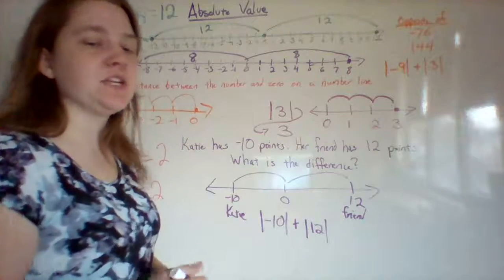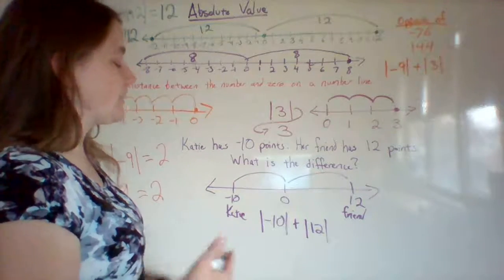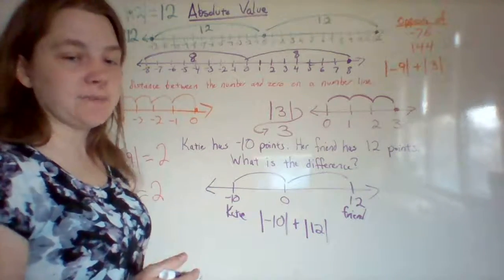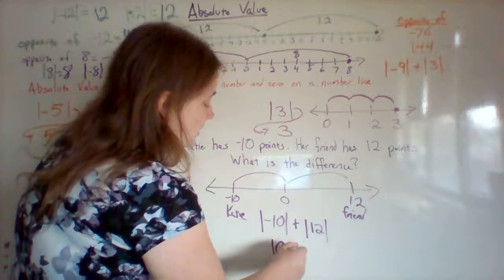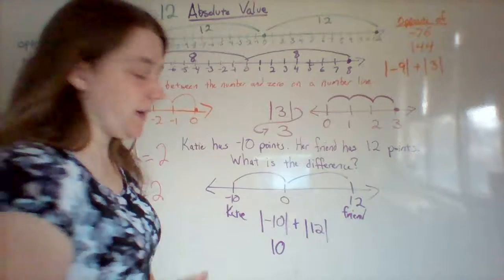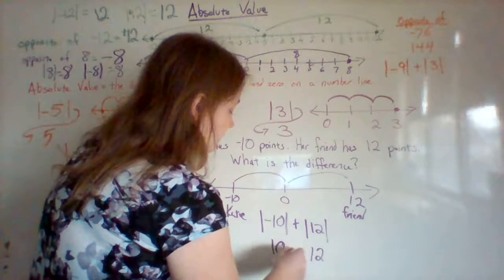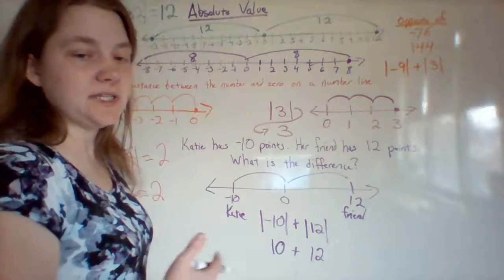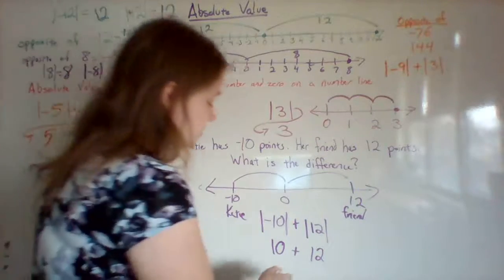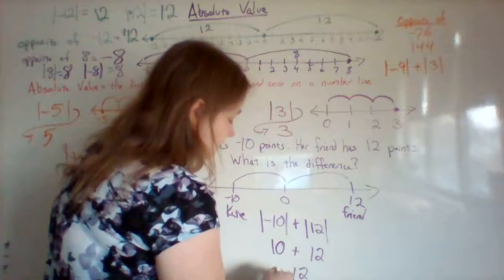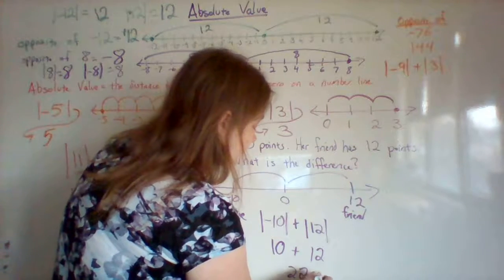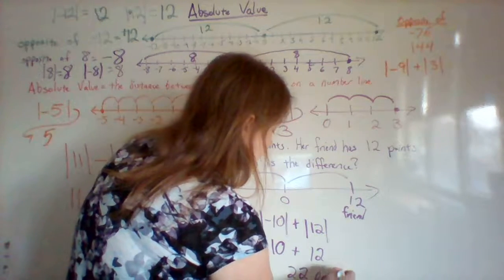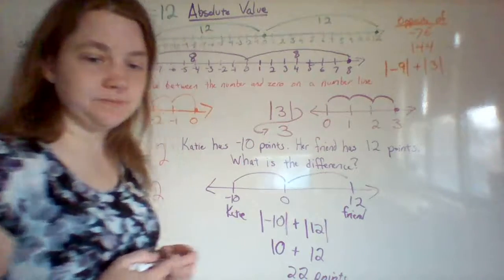So the first thing I need to do is get rid of those absolute value signs. The absolute value of negative 10 is 10. The absolute value of 12 is 12. So now I have 10 plus 12, and 10 plus 12 is 22. So the answer is going to be 22 points.